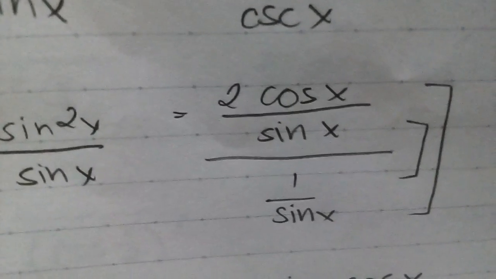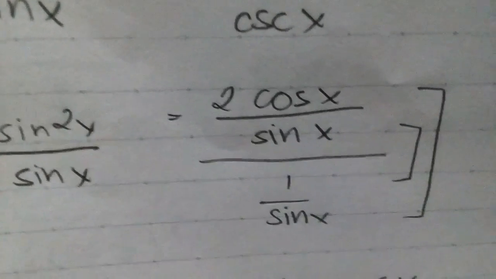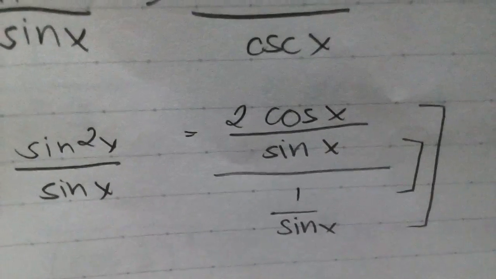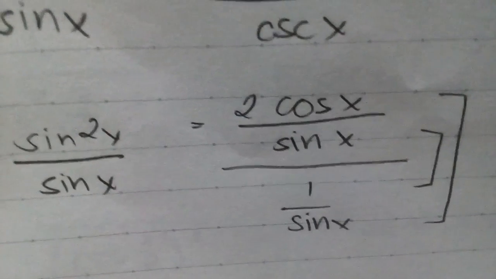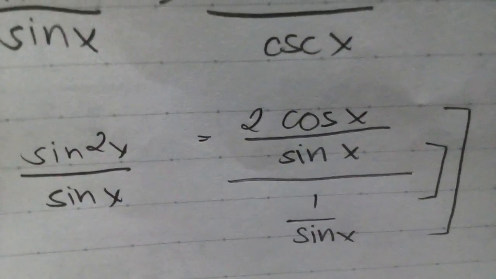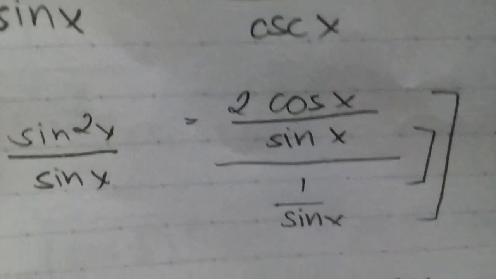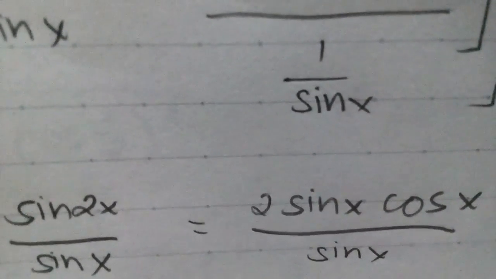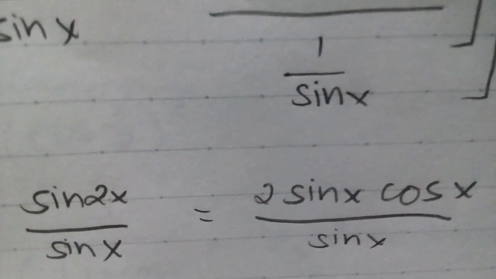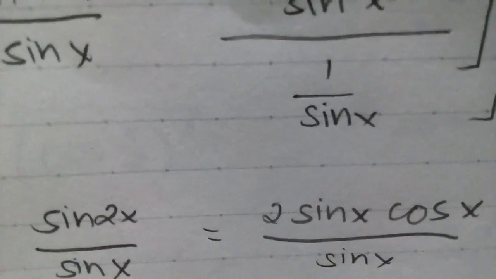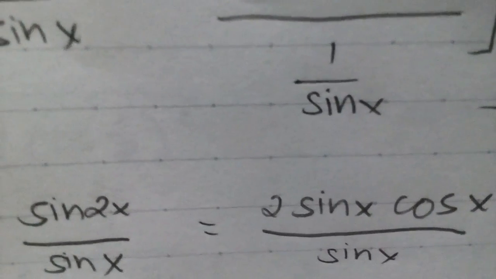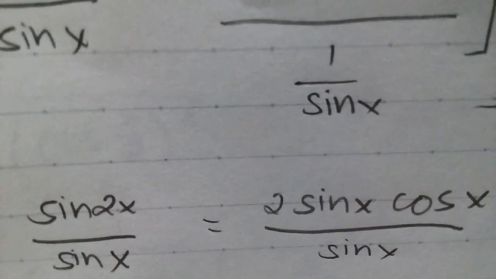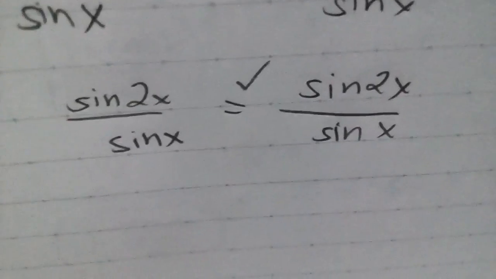Next step is to multiply the numerator by the denominator and the denominator by the numerator. So we'll get 2 cosine x multiplied by sine x over sine x, and the denominator will be sine x. So we'll have this. We'll arrange it to equal 2 sine x cosine x. By using the double angle identities, 2 sine x cosine x is equal to sine 2x over sine x, so we have the answer.